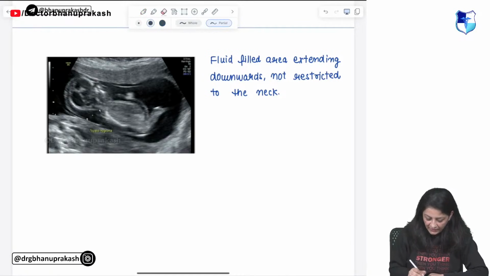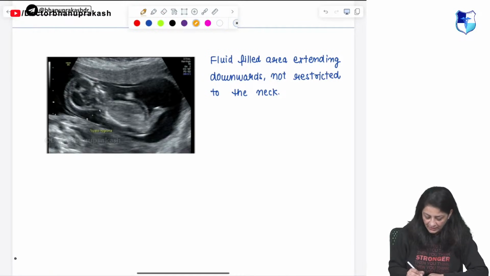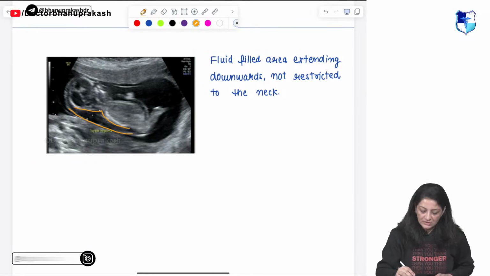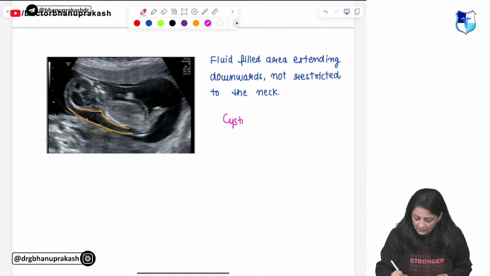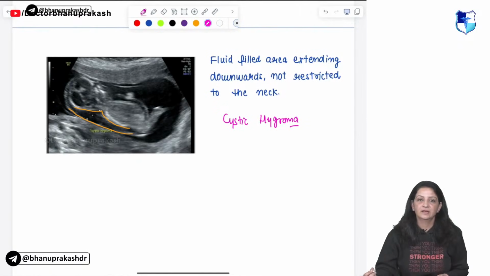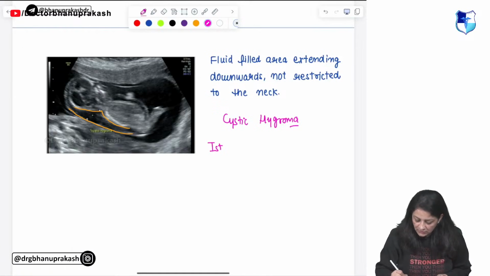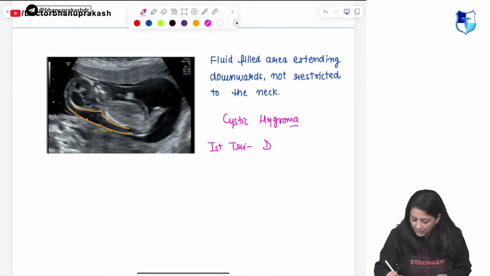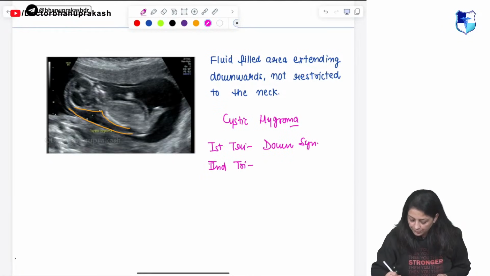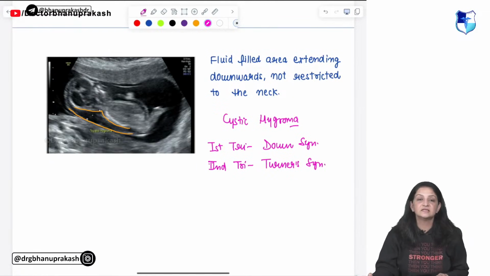A fluid filled area extending downwards, not restricted to the neck, is called cystic hygroma. If detected in the first trimester, then the cause could be Down syndrome. But if detected in the second trimester, then the cause could be Turner's syndrome. So this is a cystic hygroma.